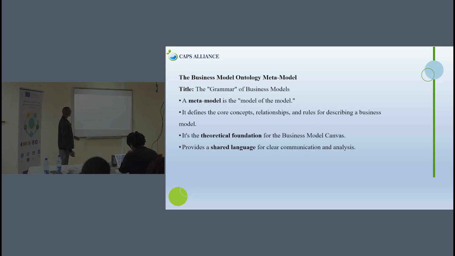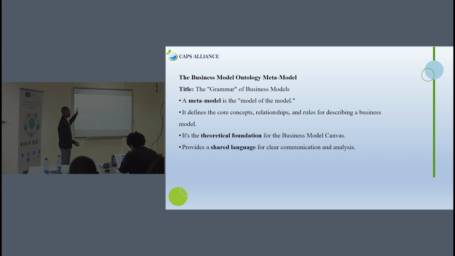So business model ontology, meta model. These are very big terms that you need to be incorporating in the work that you'll be doing as you'll be developing these things. Now, a meta model is a model of the model. So you make sure that your model outshines the other models. You are not the first person to come up with a model.